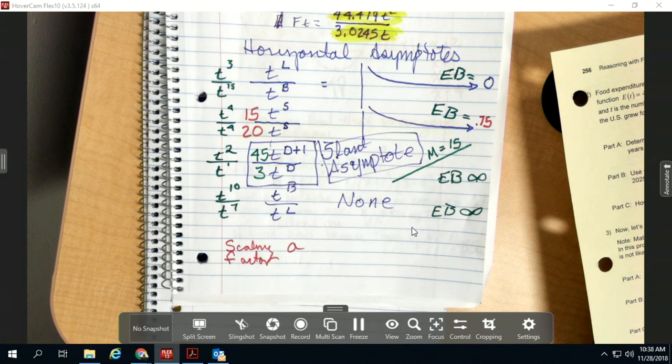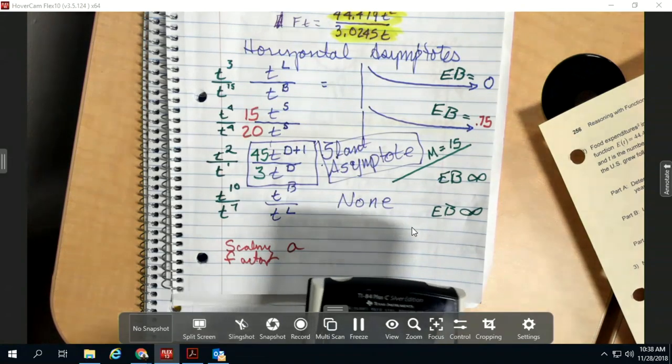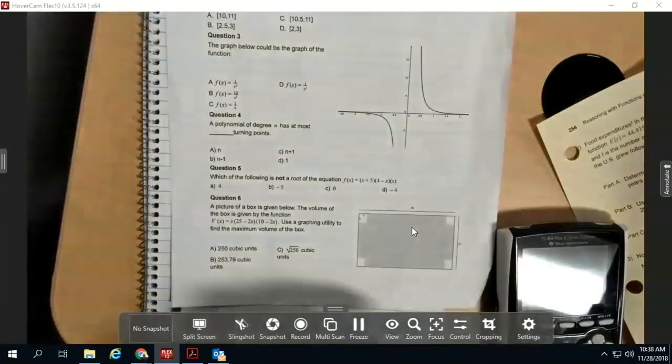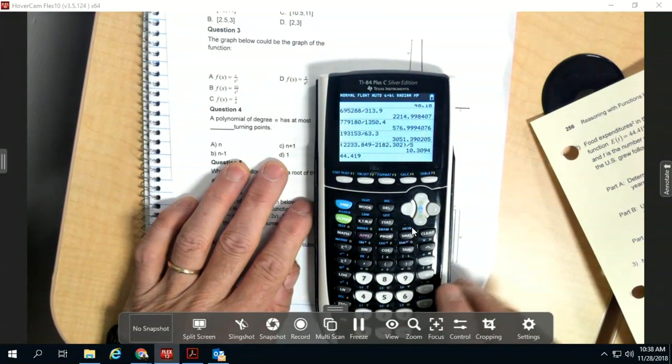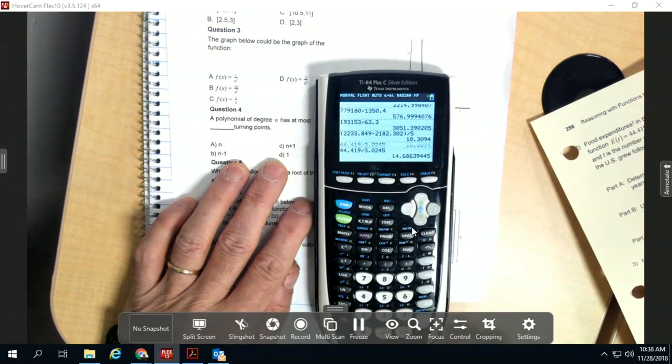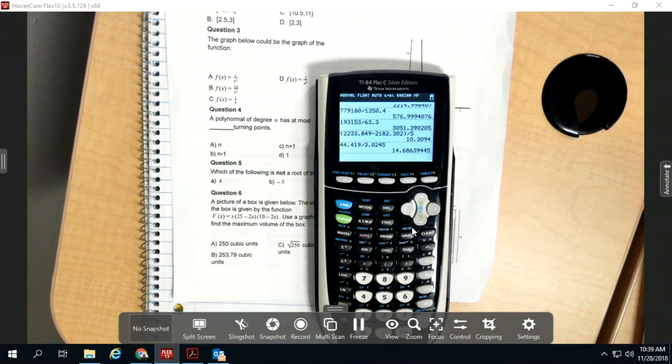44.419, divided by the leading coefficient of the denominator, 3.0245, and you get 44.419 divided by 3.0245, which tells us that eventually the cost per person will even out at $14.69 per person per year.